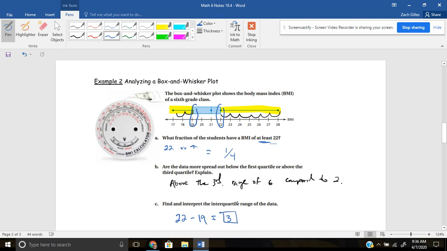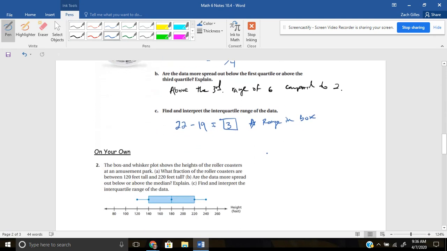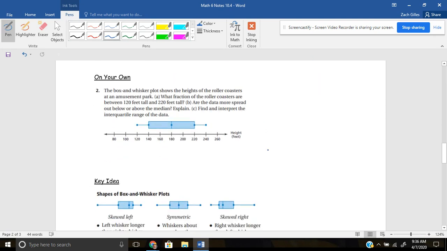And that makes sense. This is the first quartile and this is the third quartile. What is the interquartile range? So what's the range in our box? And maybe you want to write that down. That's the range in your box of the box and whisker plot. All right, go ahead and pause the video now to try number 2 on your own here and answer A, B, and C, similar to what we just did in the second example.